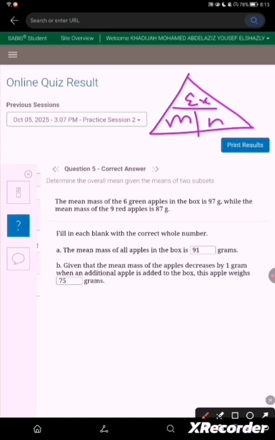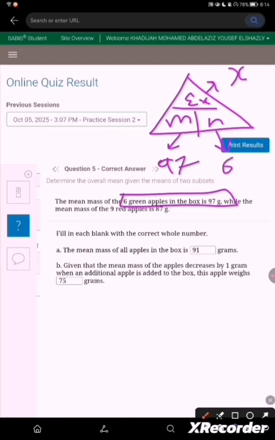So you want to find the total. Let's start with green apples. You want to find the total mass of the 6 green apples. So this is X, and then the mean is 97. The number of apples there are, or the frequency if you want to call it, is 6. So simply to find the total mass of the apples, you do 97 times 6, and you get an answer of 582. Now, you do the same with the red apples.